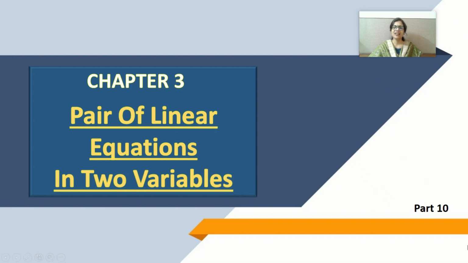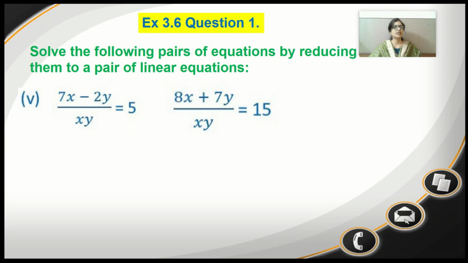Hello dear children, as we discussed, here we are to begin with exercise 3.6 from chapter number 3, pair of linear equations in two variables. So we'll begin with the first sum of exercise 3.6 and the question is, solve the following pairs of equations by reducing them to a pair of linear equations.